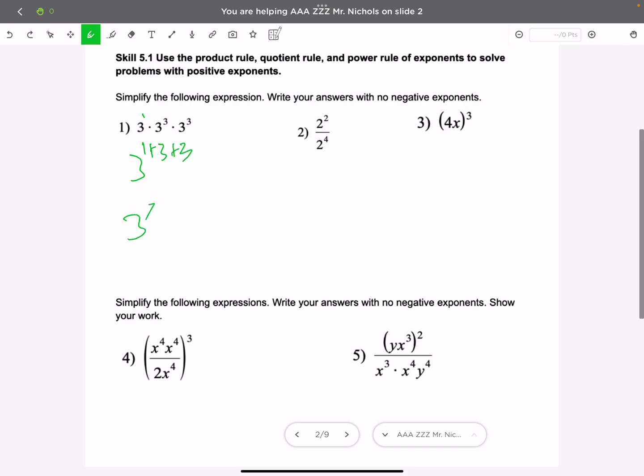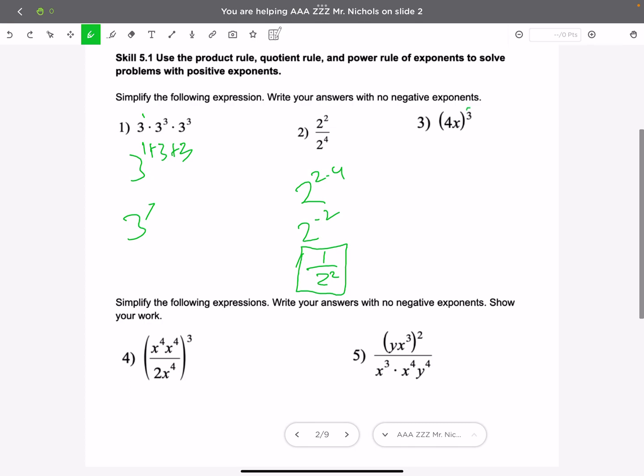Now, this is 2 to the second over 2 to the fourth, which is just like 2 to the 2 minus 4, which is 2 to the negative 2. And we've talked about negative exponents, so this is the same as 1 over 2 squared. Remember, when we have a negative exponent, it flips down.